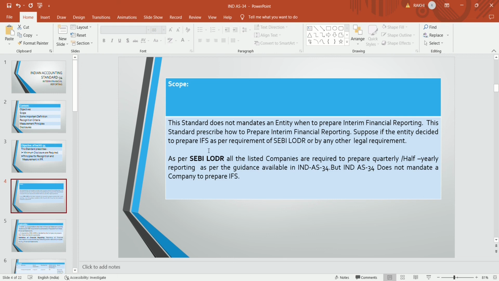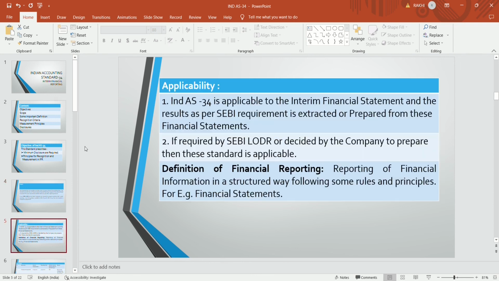As per SEBI LODR, all the listed companies are required to prepare quarterly, half yearly, or 9 month reporting as per the guidance available in Ind AS 34. But Ind AS 34 does not mandate a company to prepare IFS. Interim financial statements are not mandated by this standard, but it provides guidance to prepare IFS as required by SEBI LODR or any other legal requirement.